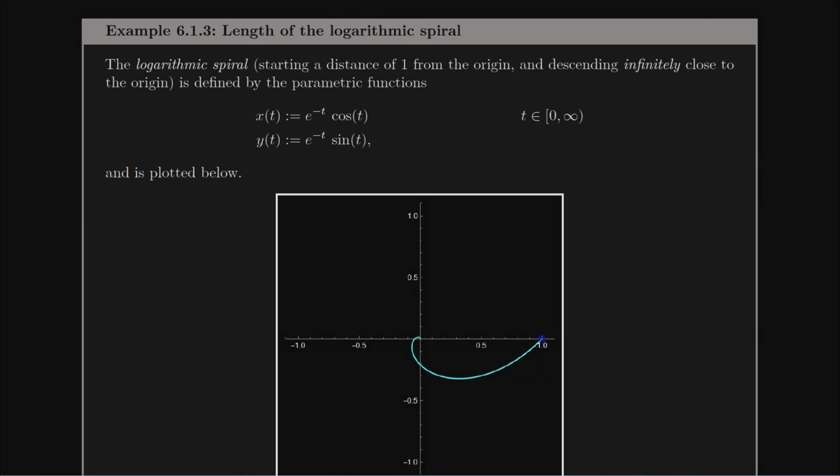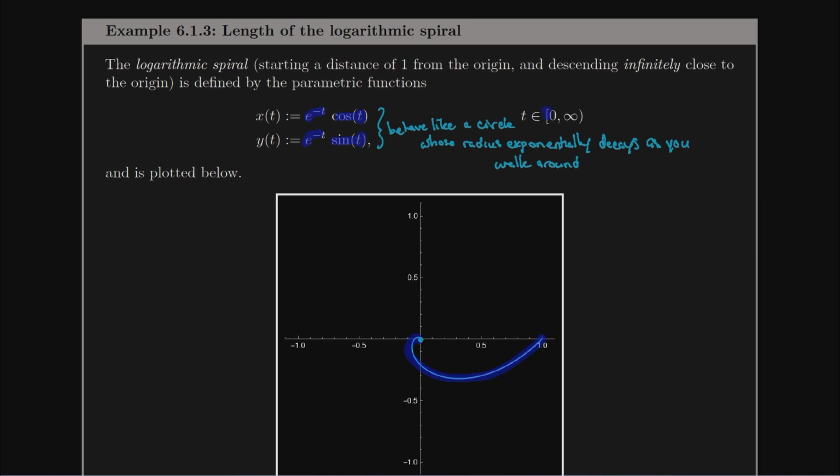If you don't remember what the logarithmic spiral looks like, it kind of looks like this. It's exponentially decaying towards the origin, and you can see that with the e to the minus t here. So it's exponential decay, and then cosine and sine are telling you to behave like a circle whose radius exponentially decays as you walk around. Okay, so we're exponentially decaying towards that origin.